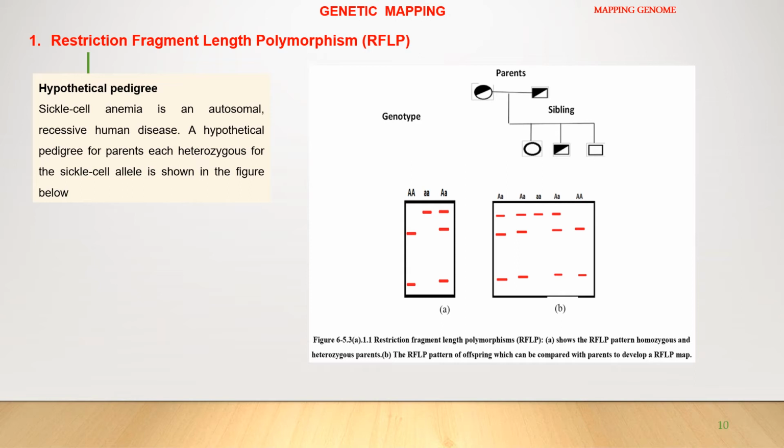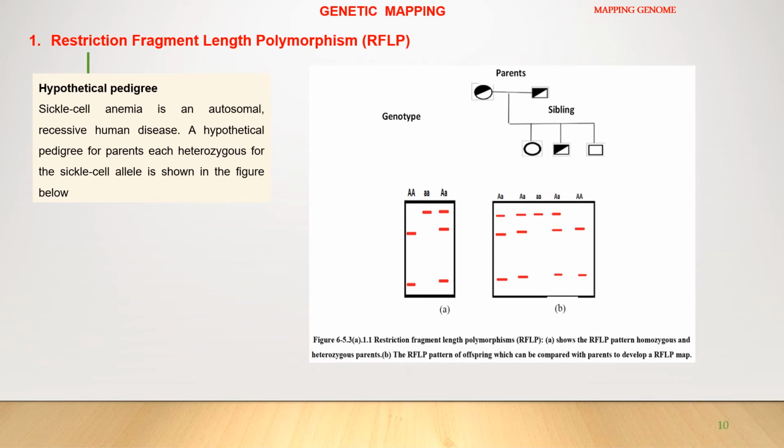Analysis and interpretation of RFLP gel profile. As an example, we would take a hypothetical pedigree for inheritance of sickle cell anemia in a family. Sickle cell anemia is a recessive autosomal linked disease. The pedigree here shows the parents as carriers or heterozygotes. Among the progeny, one is a carrier.